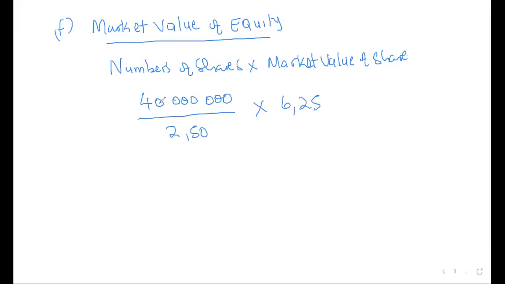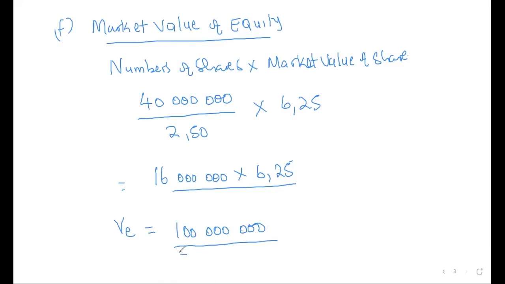That's our market capitalization. How many shares are we going to have there? 40 million divided by 2 rand 50. How many shares are there? 16 million. Am I right? Yes. 16 million times 6.25. So this is going to be the market value. So the value of equity is going to be what? We just multiply here. How much are we going to get? 100 million. So the value of equity is going to be 100 million.